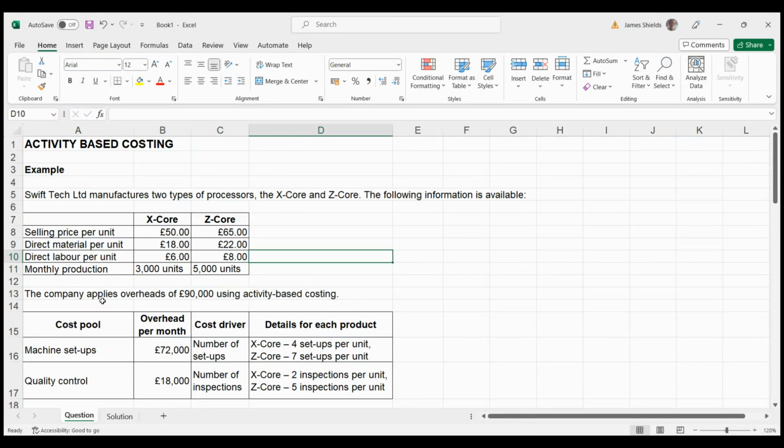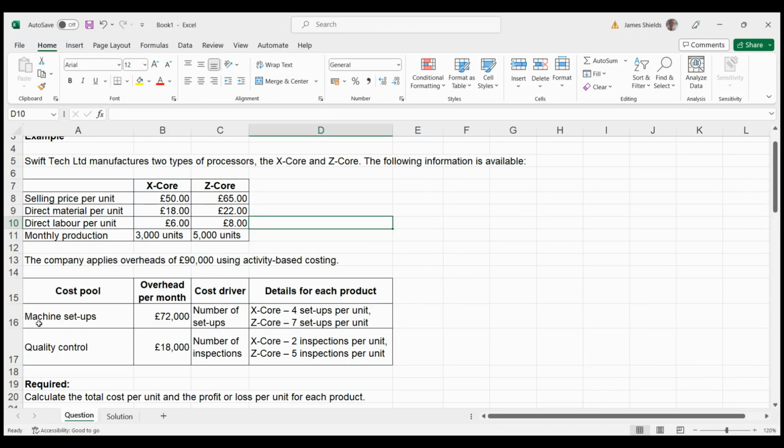Now the company applies overheads of £90,000 using activity-based costing. Now they're split between the machine setups and the quality control. So they're the cost pools, machine setups and quality control. Now the overheads per month for machine setups are £72,000, and for quality control is £18,000. So in total there, we've got £90,000. Now the cost driver, what causes the cost to be incurred? So machine setups is the number of setups, and the quality control is the number of inspections.